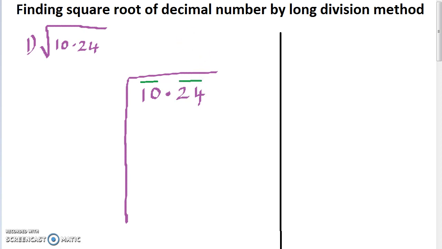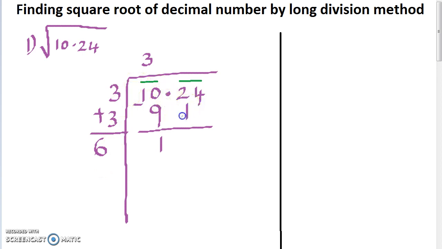Next is to find a perfect square which is smaller than or equal to 10. I know that 3 times 3 is 9 and it's a perfect square and less than 10. So we are going to take that. We have to add 3 here.